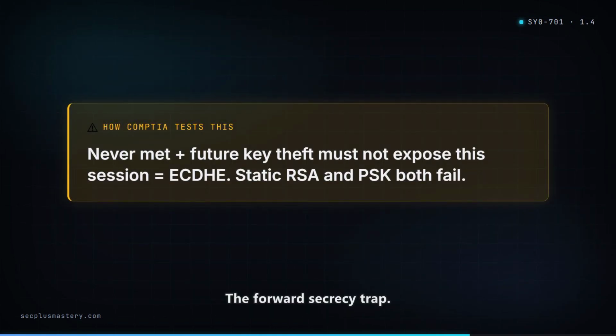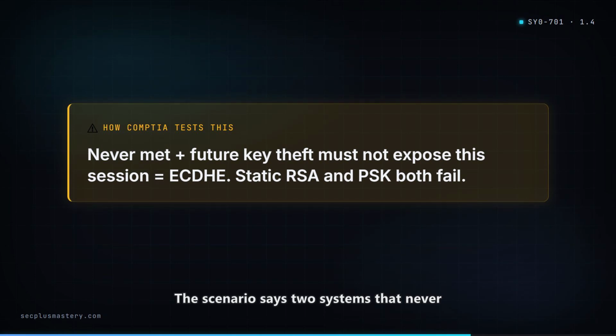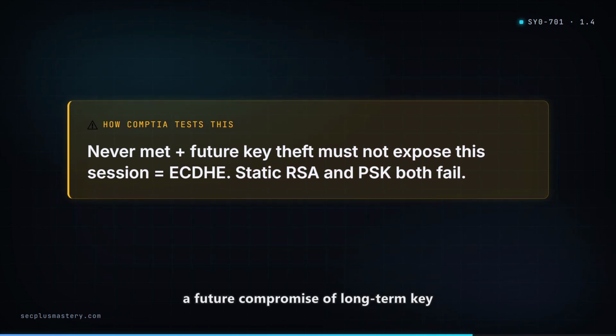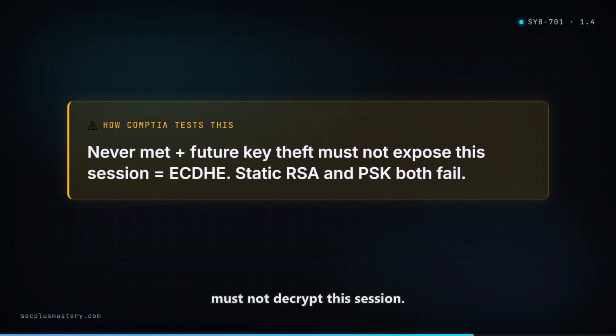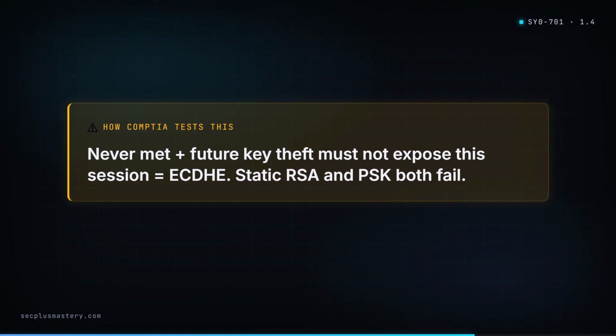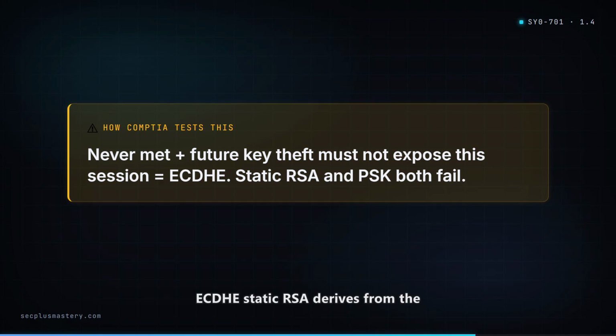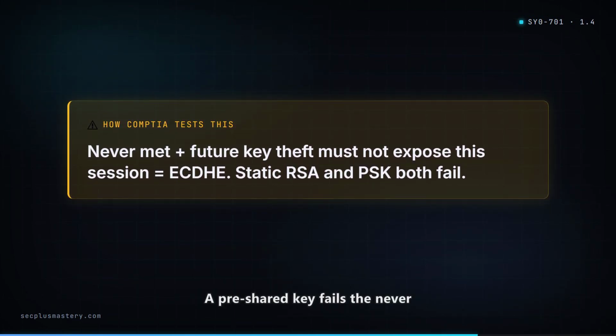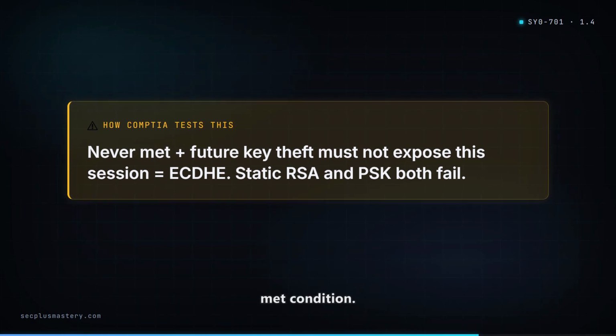The forward secrecy trap. The scenario says 2 systems that never communicated must agree on a key. In a future compromise, a long-term key must not decrypt this session. That is forward secrecy. So the answer is ephemeral ECDH. Static RSA derives from the long-term key and fails. A pre-shared key fails the never-met condition.